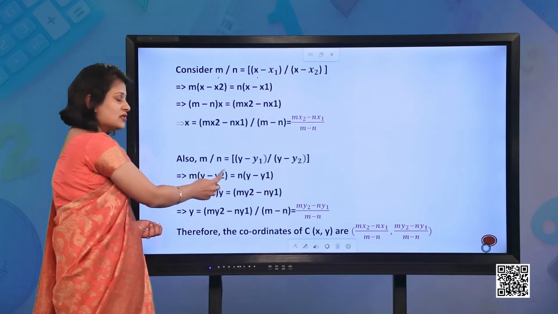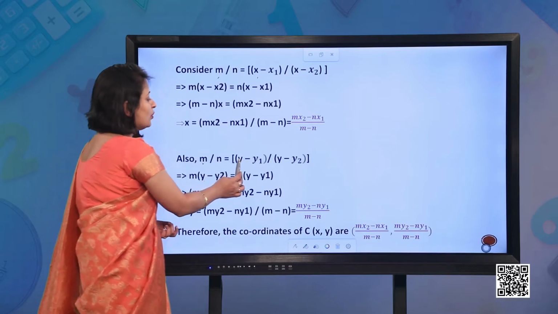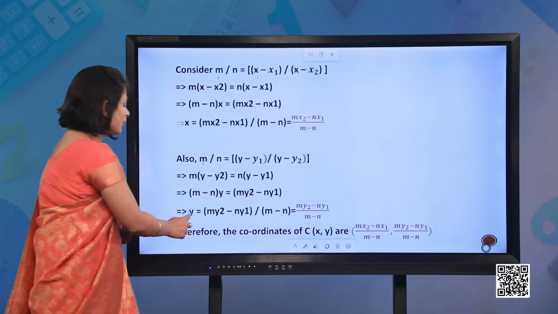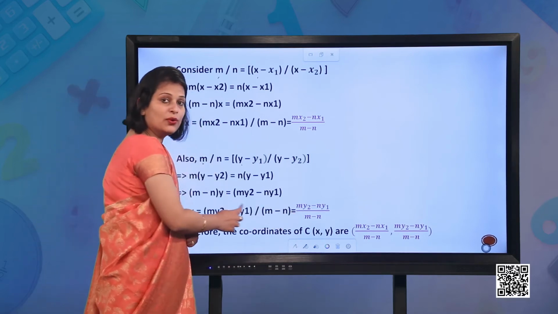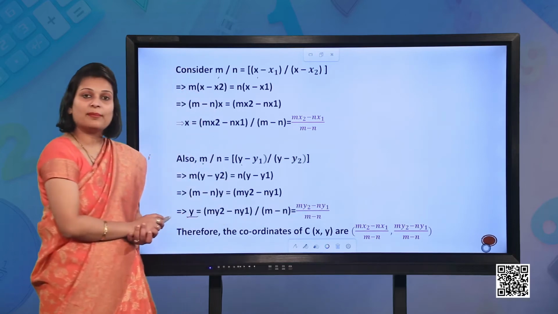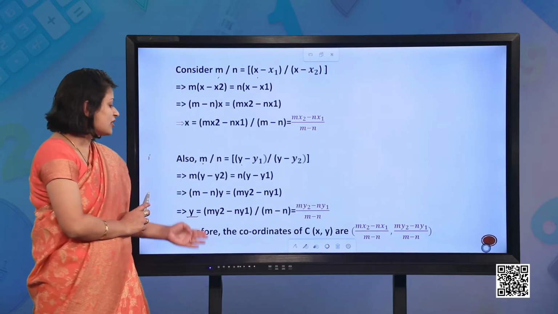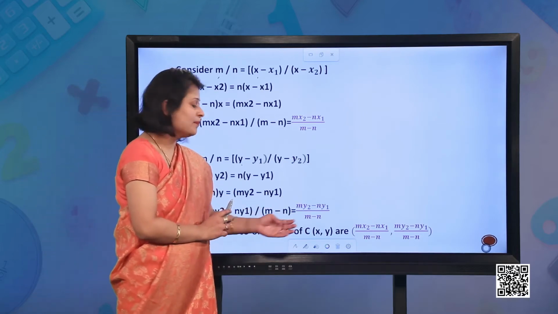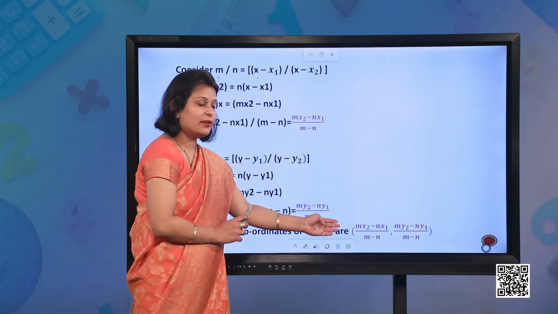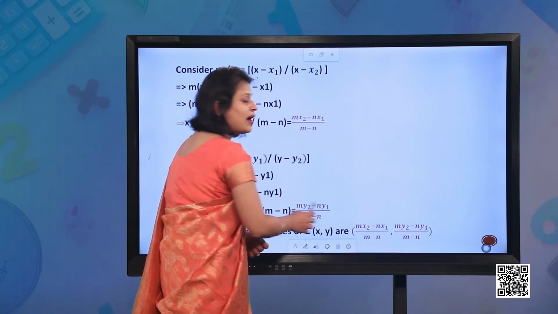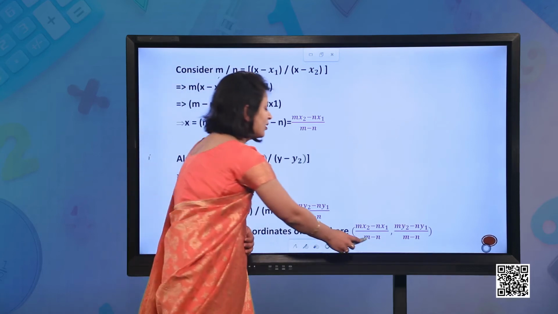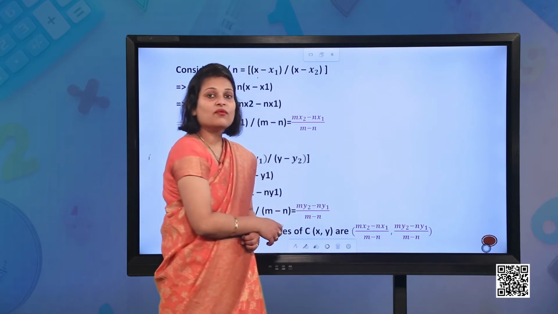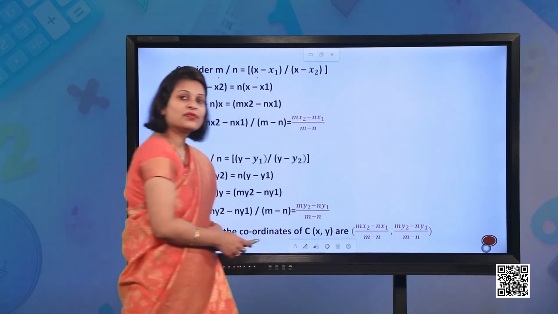You have to consider this. m upon n is equal to y minus y1 upon y minus y2. Solve for y. What will you get? m y2 minus n y1 upon m minus n. So, the section formula for external division, the coordinates of C, Cxy, are m x2 minus n x1 upon m minus n and m y2 minus n y1 upon m minus n.